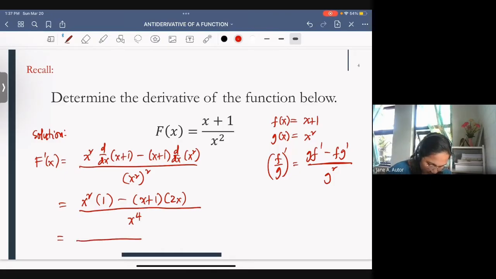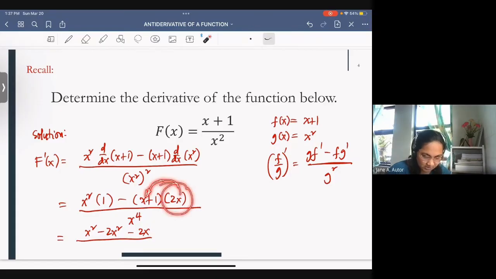So we have x squared also minus 2x squared minus 2x. I just have to distribute 2x in the negative x and negative 1.